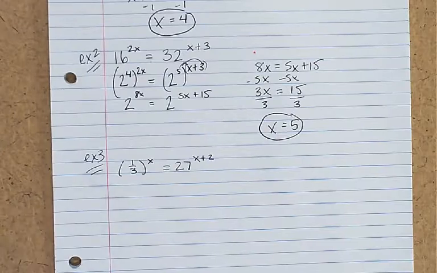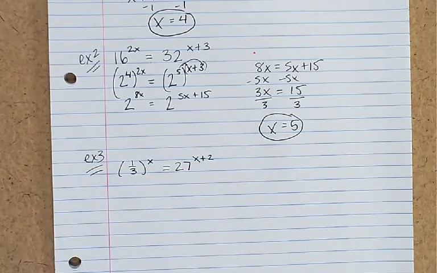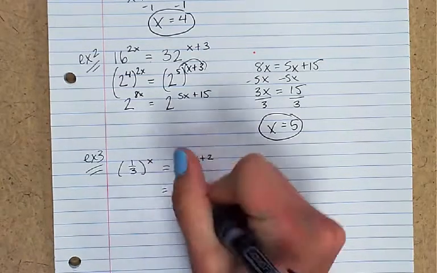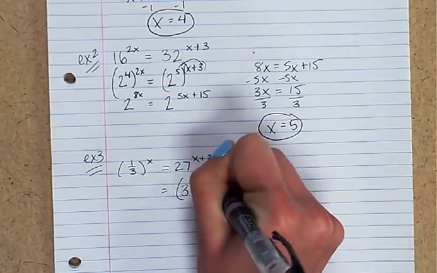Okay, now on this last one, we have a fraction. So whenever you're dealing with fractions and then values that aren't fractions, you're going to need to use a negative exponent. So I know that 27 is 3 cubed, and that's still to the power of x plus 2.